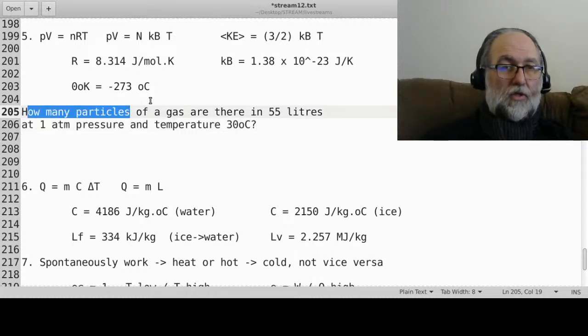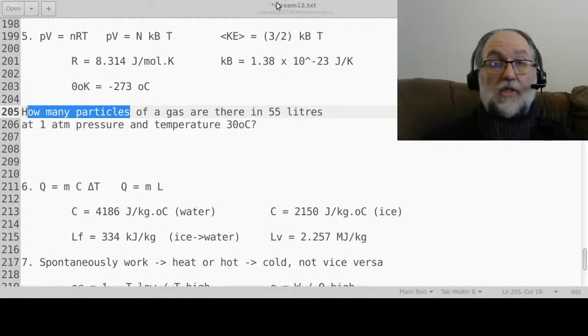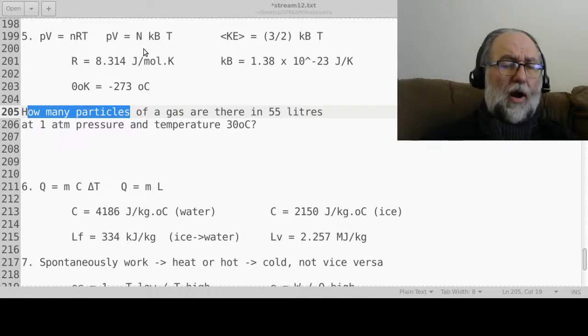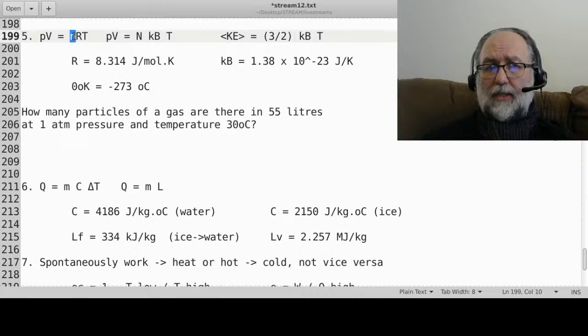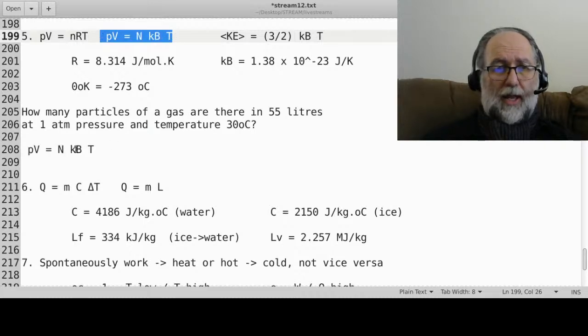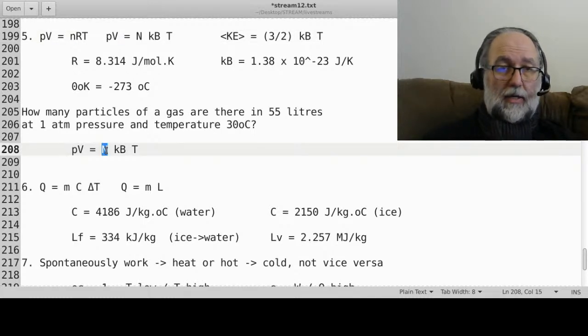How many particles? The first thing is, why didn't I say atoms or molecules? It doesn't matter. Whatever the gas is made out of, that's your capital N. If I'm asking how many particles, you want to use this form right here. If I'm asking for how many moles, you'd use that form there, because n is the number of moles. So we want this form, and we're solving for capital N. Let me move this to the other side. We want to solve for capital N, so divide both sides by k_B T, and then we can solve for N.